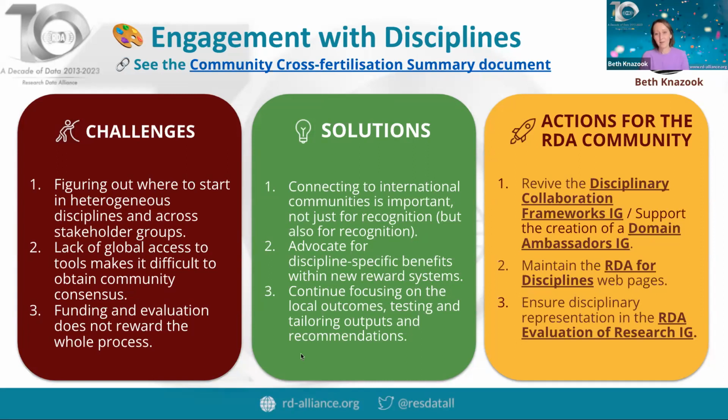Advocating for discipline-specific benefits within new reward systems is going to be really important. So again, if we're talking about changing the funding and evaluation process, we want to change the benefits so that they are reflective of the needs of different disciplines. We want to continue focusing on local outcomes as well, testing and tailoring outputs and recommendations. So doing what RDA does best, operating as a ground-up organization that is taking outputs and adapting them to unique situations so that we get a real variety of advice and a variety of examples of how open science can be done. So what are some actions for the RDA community?